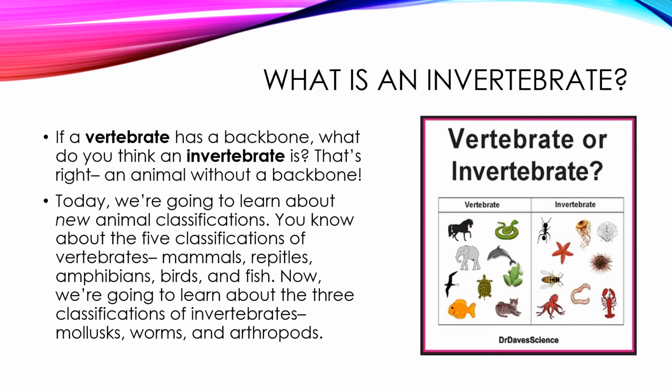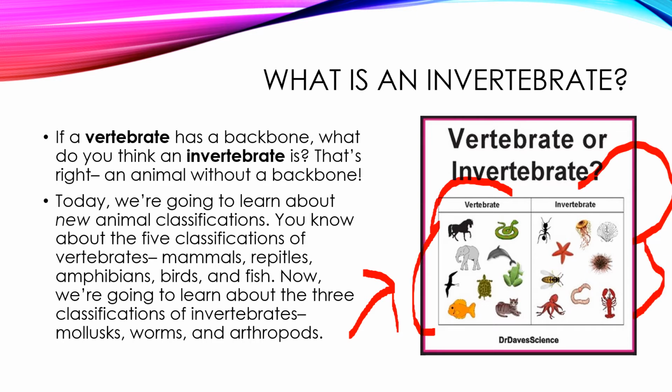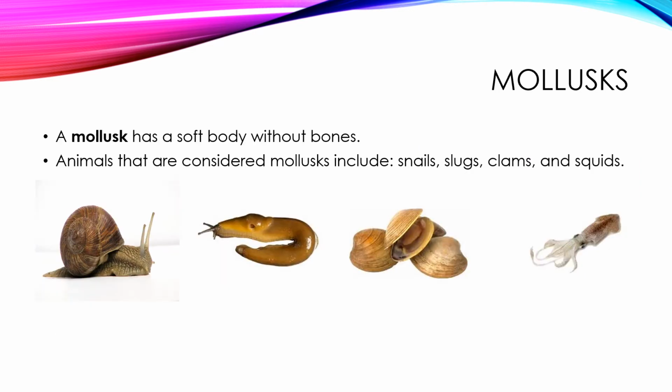If you need a little extra help or you just want to study some information before we move on, take a look at this chart here on the right-hand side. You'll see that there is an area with vertebrates and an area with invertebrates. You can take a look at the pictures to try and get an idea or an image in your head about what these different types of animals look like.